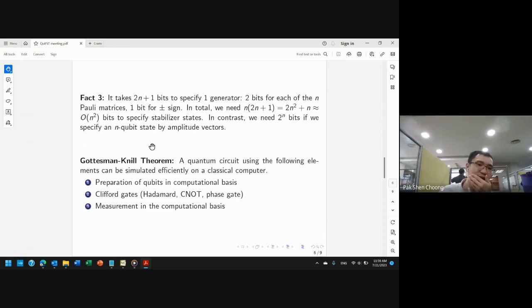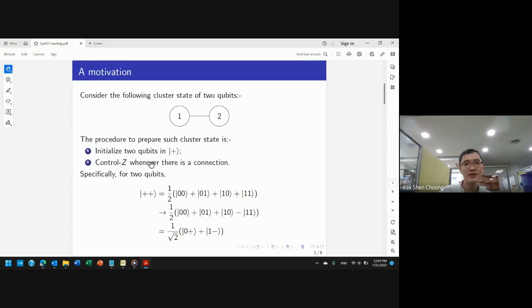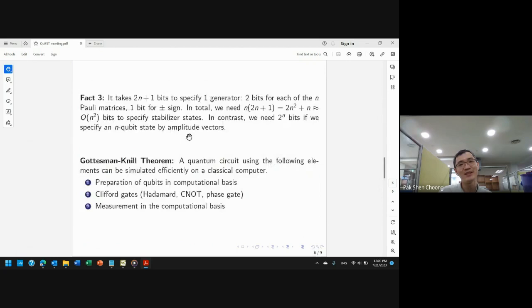I think number 3 is basically just to show how using the stabilizer formalism is easier compared to the first one, if you calculate this one by one. It is very tedious. For cluster states, once you know the stabilizer formalism, it's very easy. So basically, how do you identify the generators?